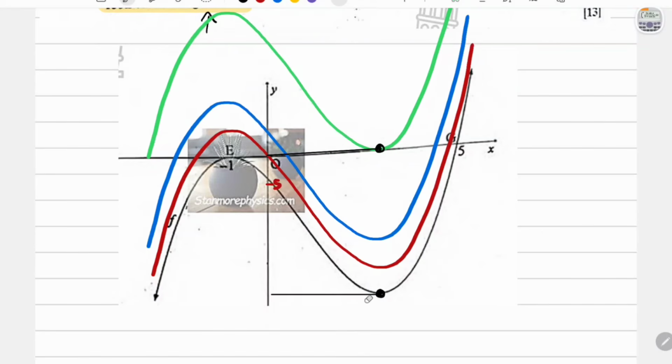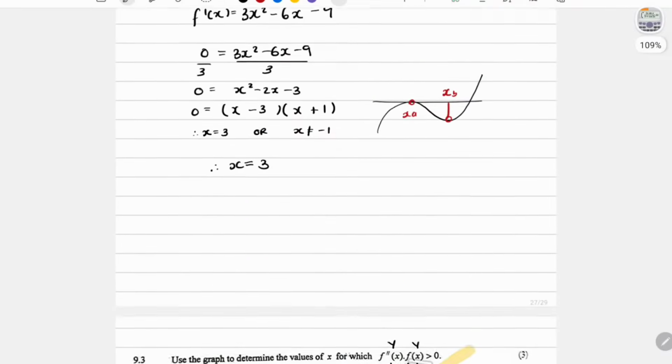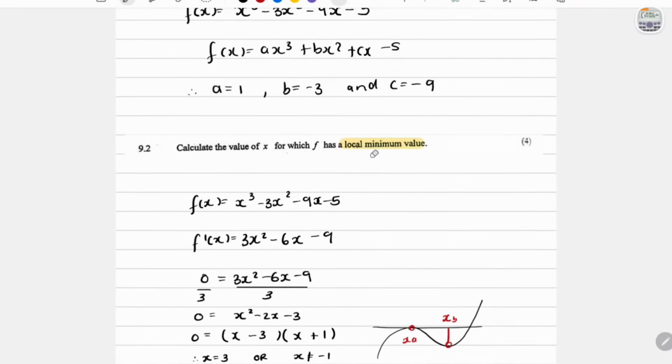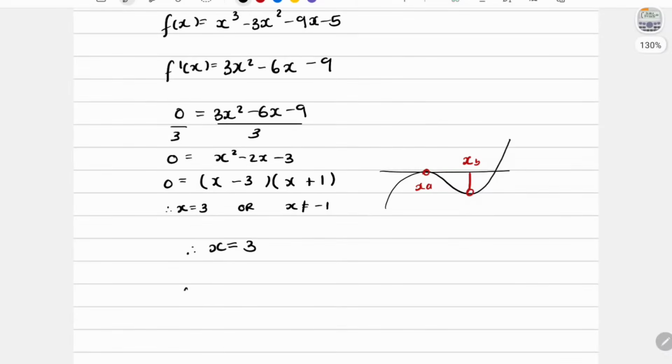So another thing is we need to find that. This was the local minimum. Let's find the y value of the local minimum. So now it makes sense that they asked us for the x value of that local minimum. We have the x value, we'll find the y value. So let's substitute 3 into that equation. I'll put that calculation down. We'll say f of 3 is equal to 3 to the power of 3 minus 3 times 3 all squared minus 9 times 3 minus 5. And let's find that answer.